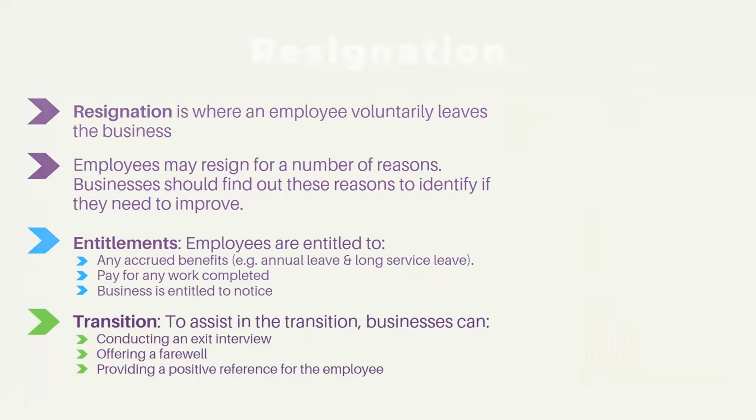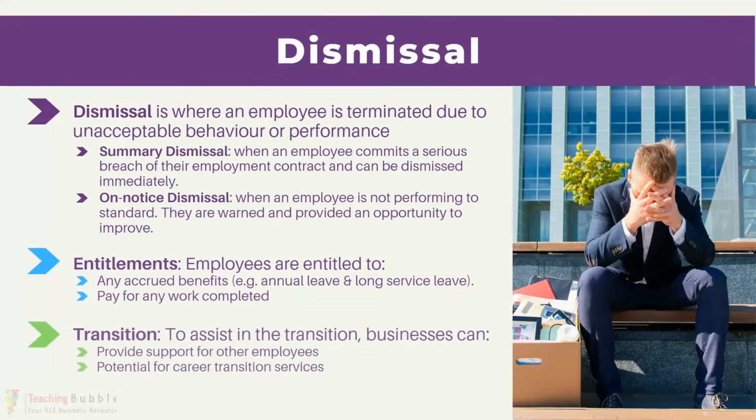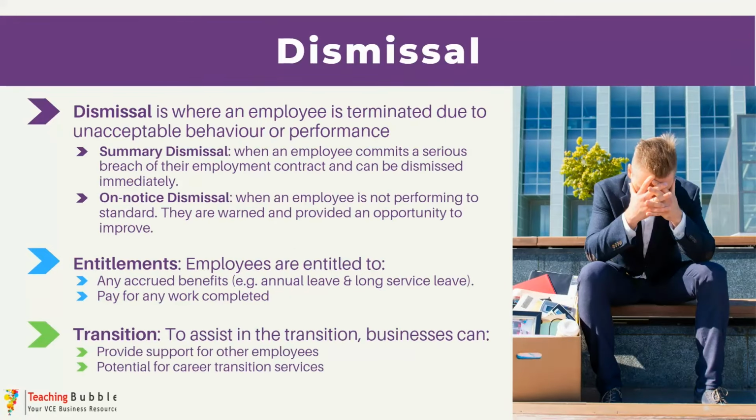And finally, we have dismissal, which is where the employee is terminated due to unacceptable behaviour or ongoing subpar performance. So essentially here, this is where the employee is fired. There are two main forms of dismissal. There's summary dismissal, where the employee commits a serious breach of their employment contract and therefore can be dismissed immediately without notice. And this is often due to a breach of the employment code of conduct. And then there is dismissal on notice.